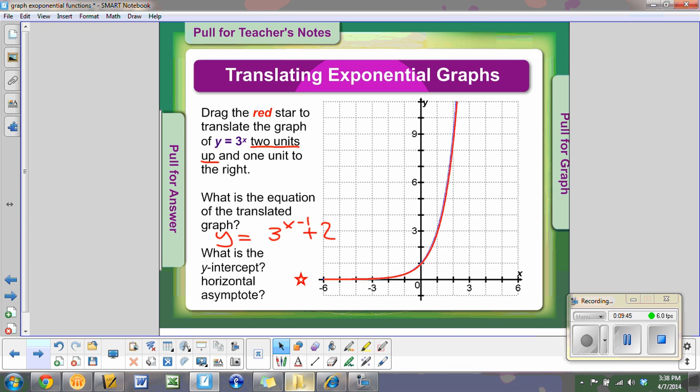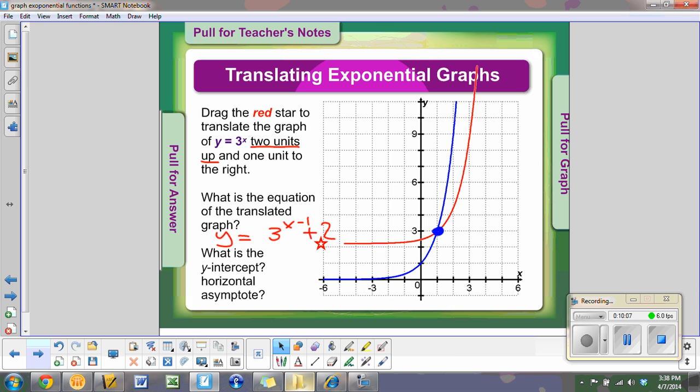So that's my equation. And if I take my point right here, and that's the point I want to translate, so I'm going to translate it 2 units up, 1, 2, and then 1 unit to the right, 1 there.